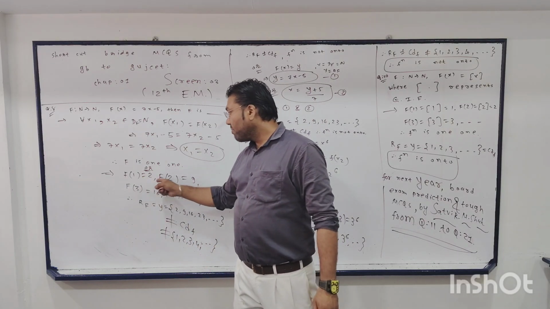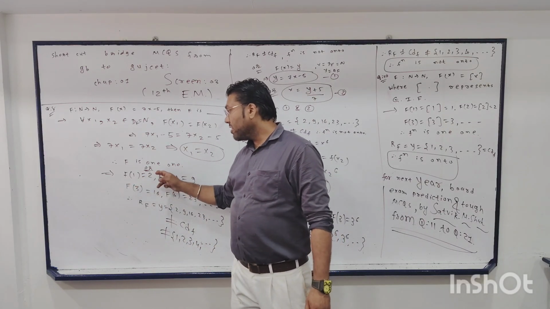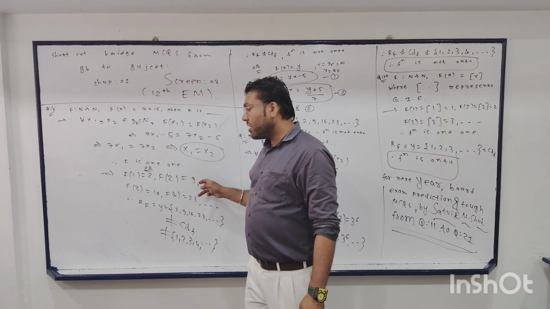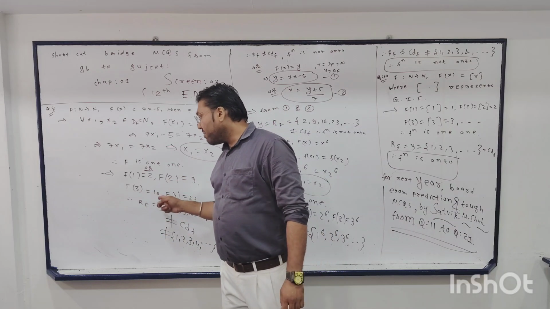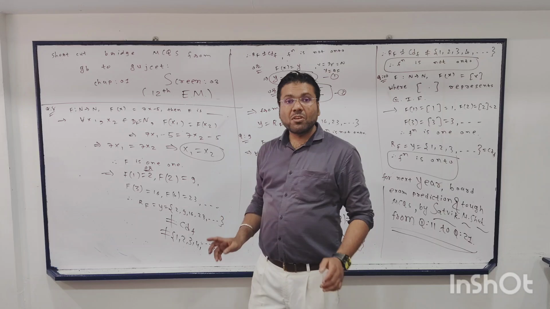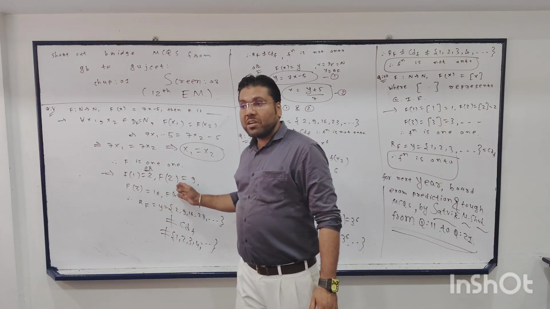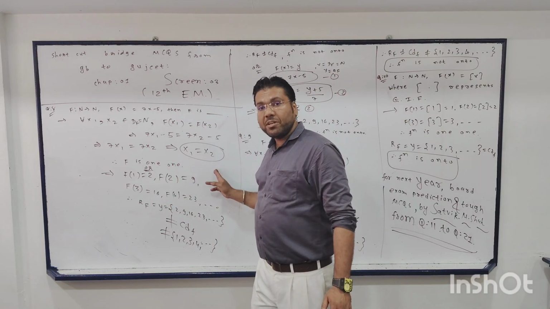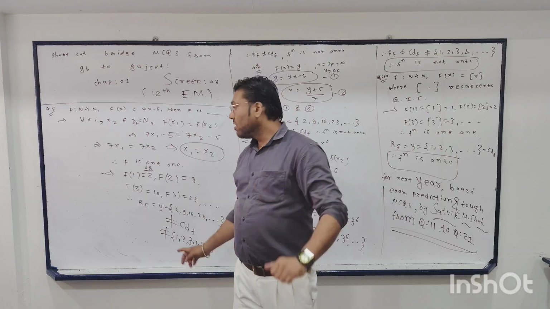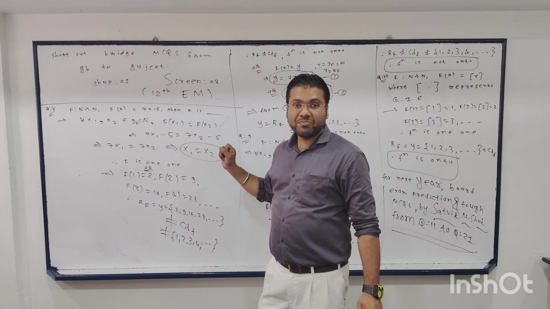So here f of 1 is 2, 1 is having mirror image 2, 2 is having mirror image 9, 3 is having mirror image 16. So different elements having different mirror images, the function is 1-1. This is the second method.